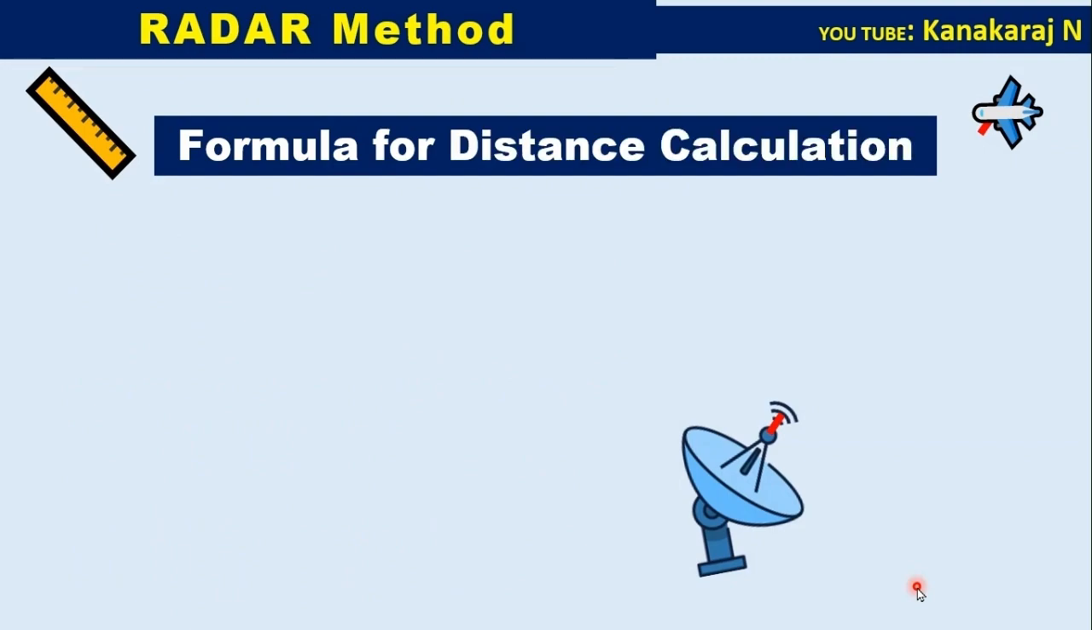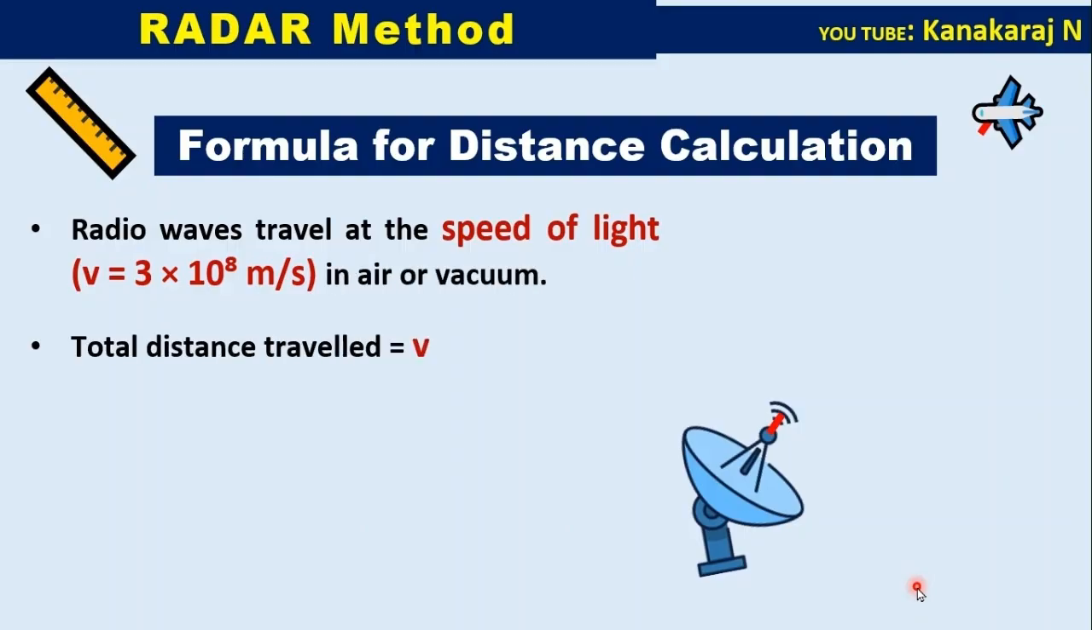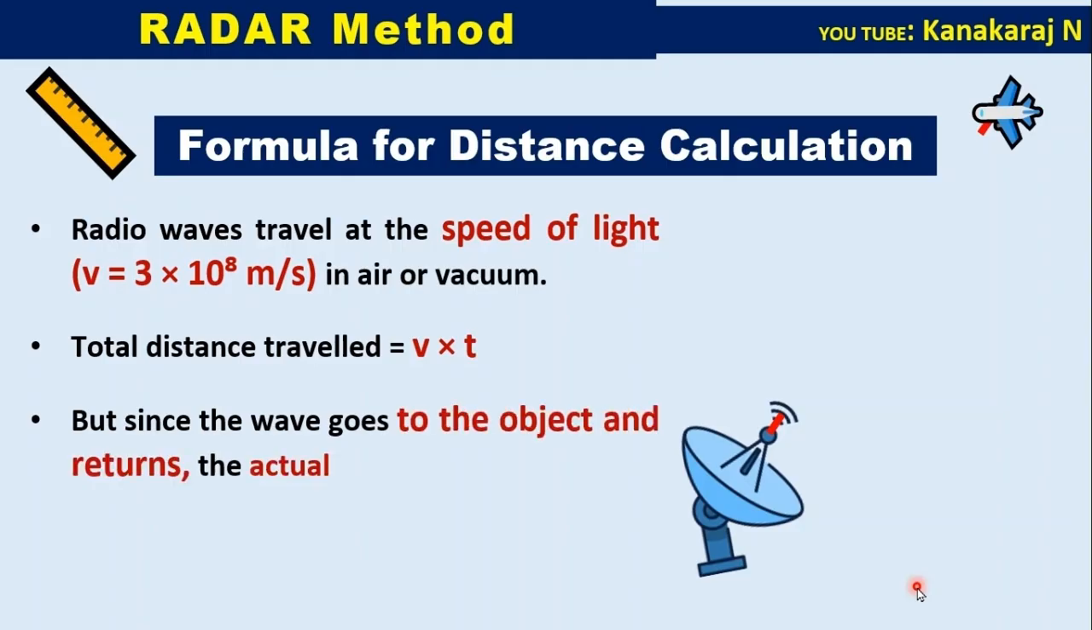Formula for distance calculation. Radio waves travel at the speed of light. V equals 3 multiplied by 10 power 8 meters per second in air or vacuum. Total distance traveled equals V times t. But since the wave goes to the object and returns, the actual one-way distance d is half of Vt. D equals Vt divided by 2.